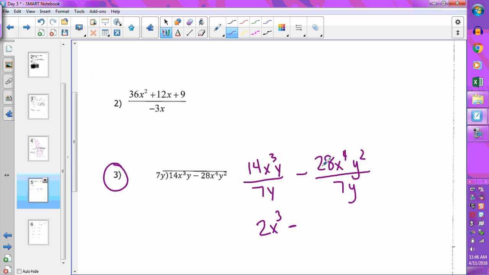Minus, how many times does 7 go into 28? And it goes into 28 4 times. Again, we don't have any x's here, so that means we're going to just bring down our x to the 4th degree. And we have a y to the 2nd degree here and just a y. So 2 minus 1 is going to give me a y, and then that's my answer.